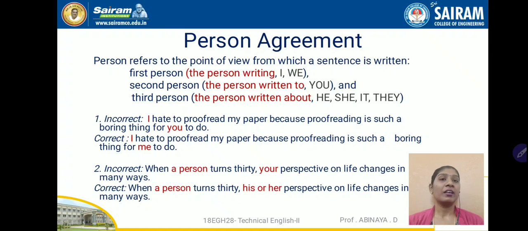See the next statement. When a person turns 30, your perspective on life changes in many ways. Why a person? Some person turns 30. Why does your perspective have to change? So there is a problem in the statement. So what is the right statement? When a person, a third person, turns 30, his or her perspective on life changes in many ways. So if the noun is in the first person, go for first person. If the noun is in the second person, go for second person pronoun. If the noun is in the third person, go for third person pronoun.